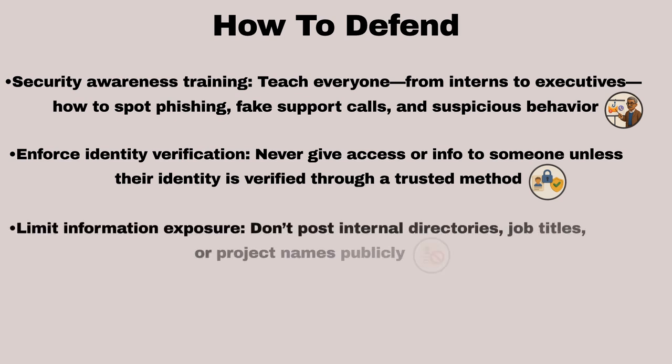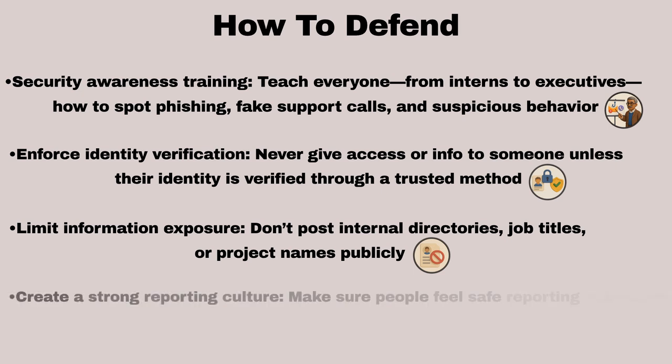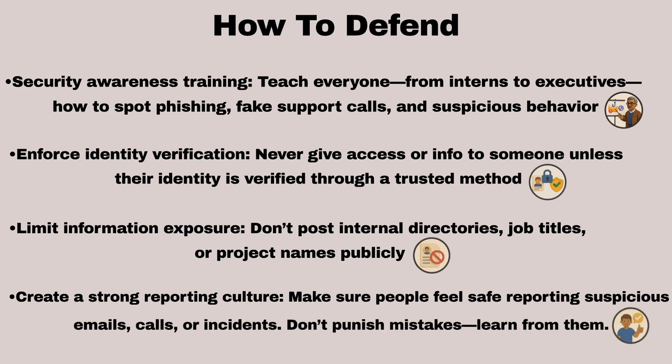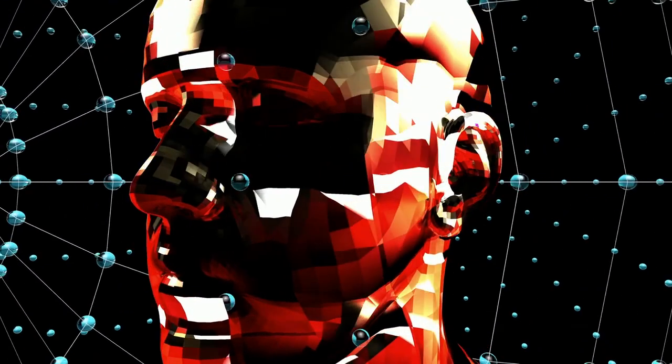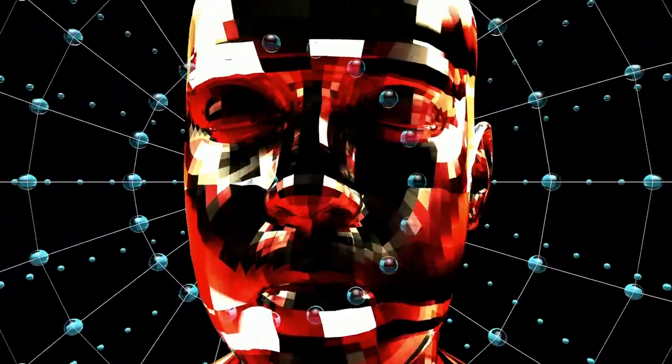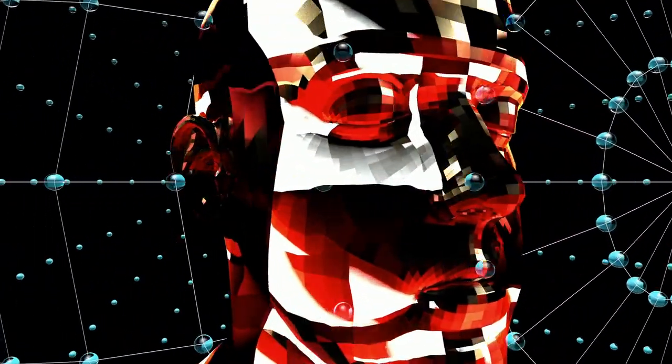You can limit information exposure. Don't expose internal directories, job titles, or project names publicly. And you can also create a strong reporting culture. Make sure people feel safe reporting suspicious emails, calls, or incidents. Don't punish mistakes, learn from them. Social engineering isn't high tech, but it's highly effective. And that makes it one of the most dangerous attack vectors we face today.